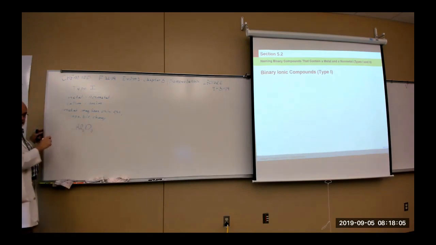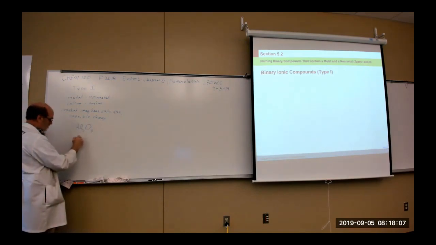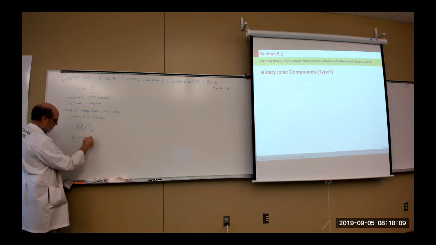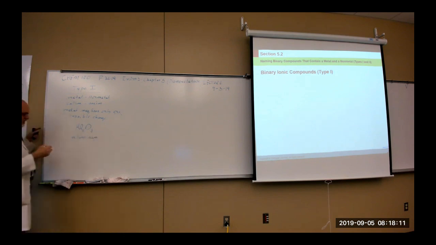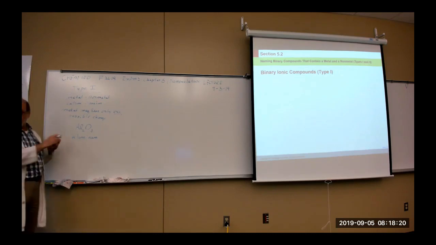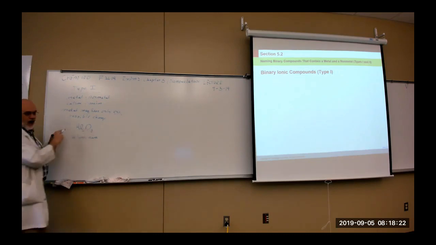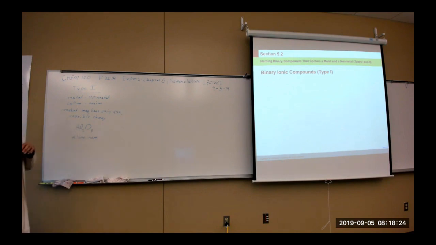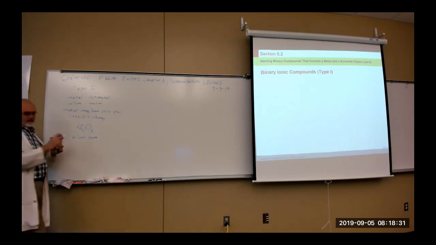We have aluminum. On this side of the pond, it's aluminum. The other side of the pond is aluminium. The British have always been weird, so we let them get away with it. And then oxygen. Instead of saying oxygen or something that doesn't sound right, we just say oxide.